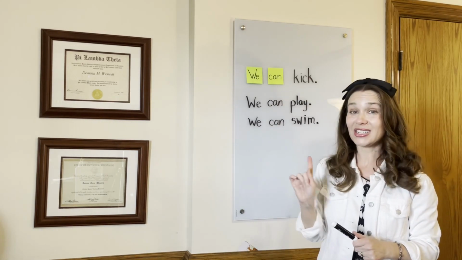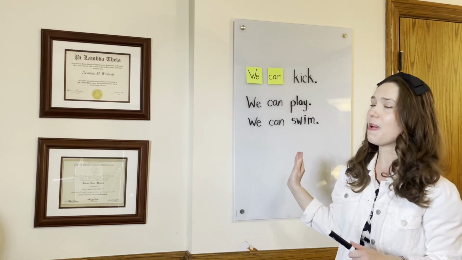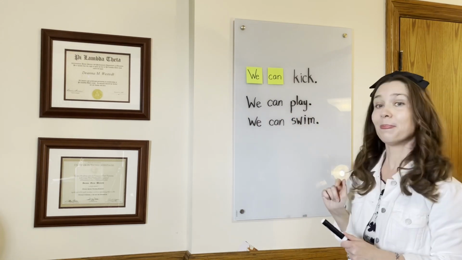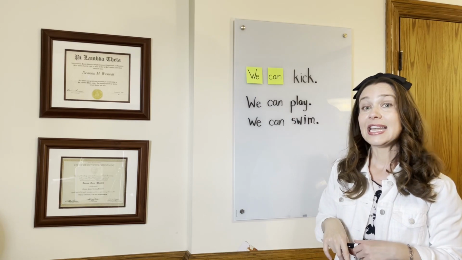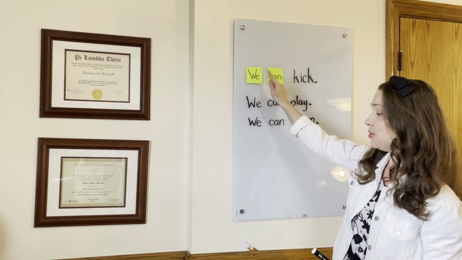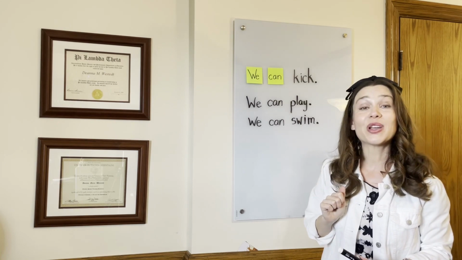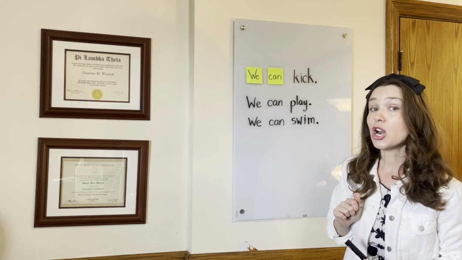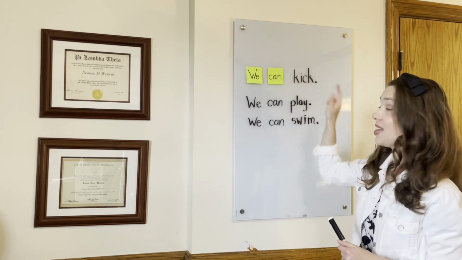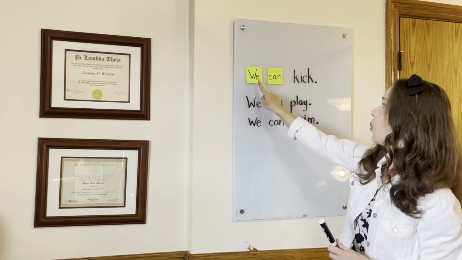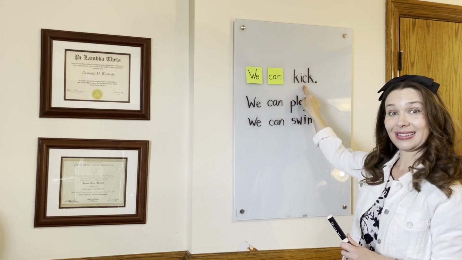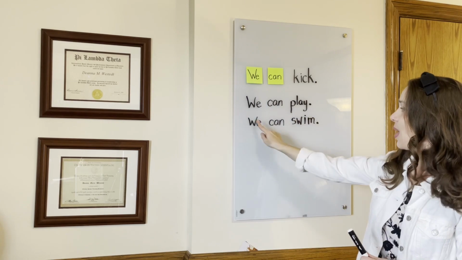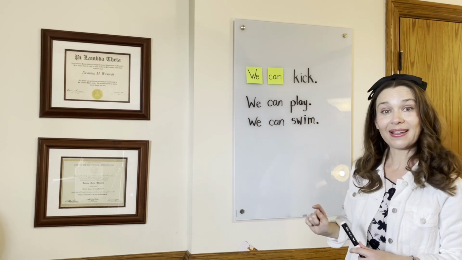All right, let's read our sentence because good writers go back and read what they wrote. We can swim. Very good. Now we're going to go all the way back up to the top, and we are going to read our sentences together. Remember, when we put our words together, we can make a sentence. We can kick. We can play. We can swim.